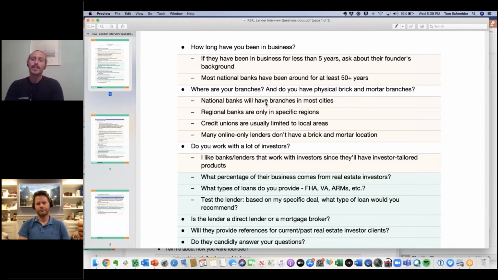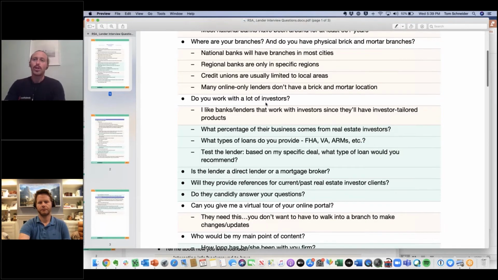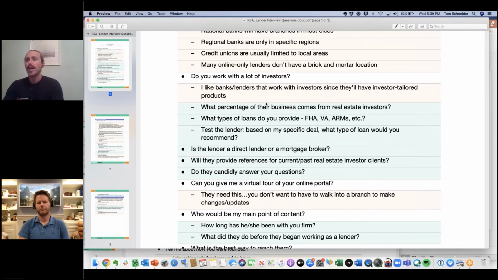Asking if they work with lots of investors is super critical, because so much of what we're evaluating as investors is going to be reflected in the loan products that we're looking for. So I like banks that work with their investors, since they're going to have investor tailored products. Ask them what percentage of their business comes from real estate investors, what their different loan products look like, whether they have FHA, VA, ARMs, etc. And then test the lender. You can ask them, hey, based on my specific deal, what type of loan would you recommend? And we'll see just how investor friendly or investor savvy they are based on your goals.